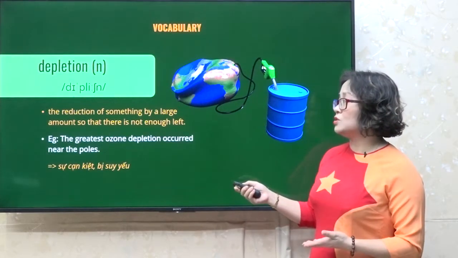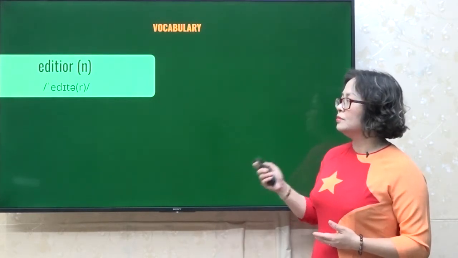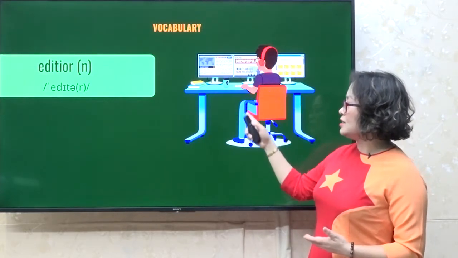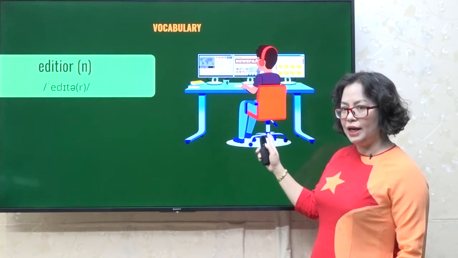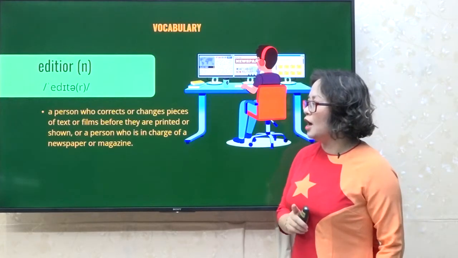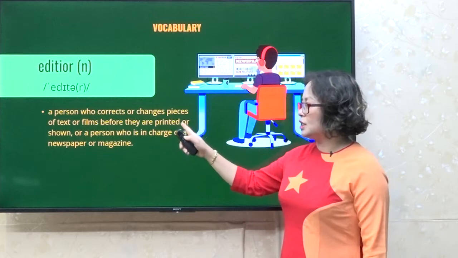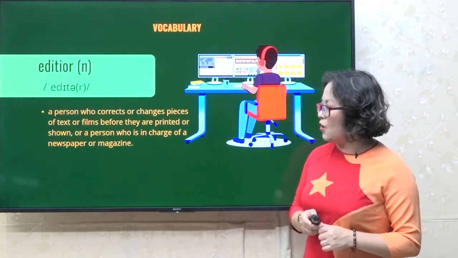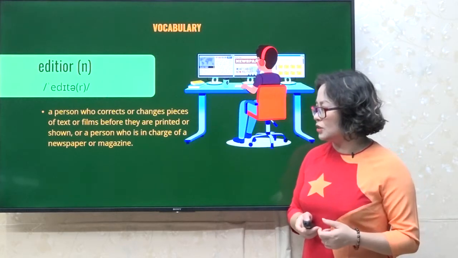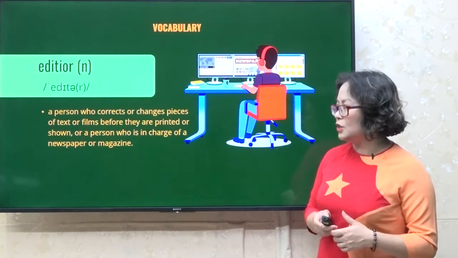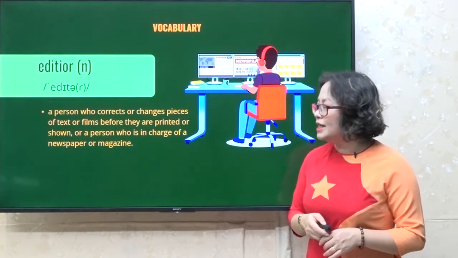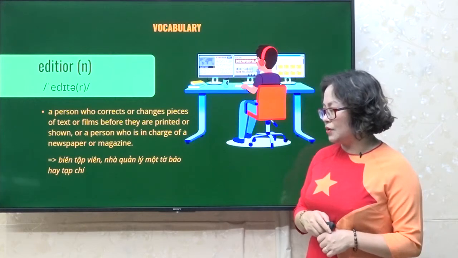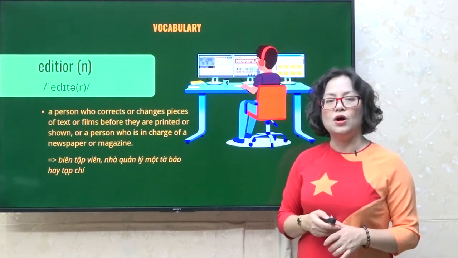Now let's move on to the second word. We have editor. As you can see, the editor in the picture here, he is a person who corrects or changes pieces of text or film before they are printed or shown, or a person who is in charge of a newspaper or magazine. So, he is biên tập viên, nhà quản lý một tờ báo hay tạp chí.